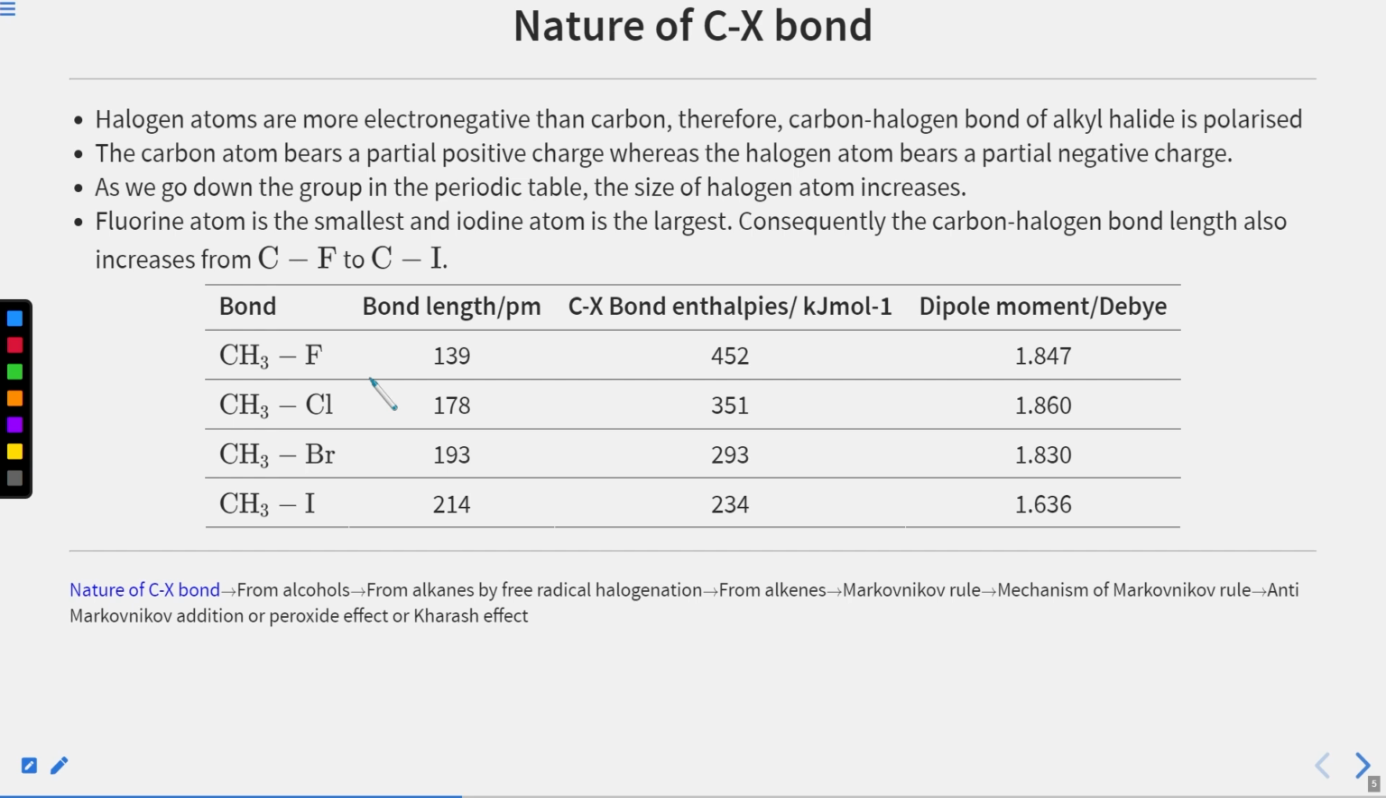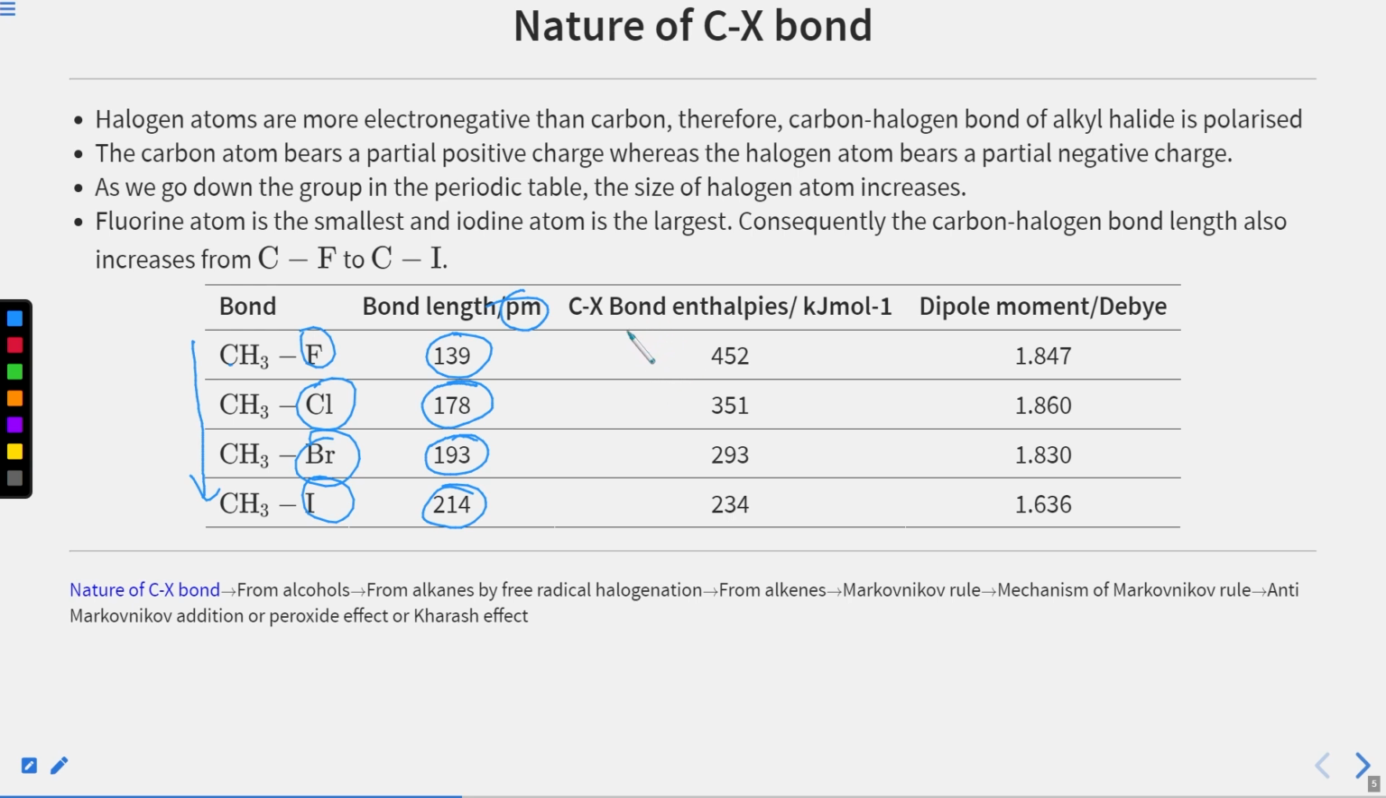Then we have further discussed the bond length also. Due to the small size of fluorine, then we have chlorine, bromine, iodine. So this is the increasing size of the halogen atom, because as we move down the group, the size of the atom increases due to the increased number of shells. Therefore, as the size increases, the distance between the carbon and halogen also increases, and that is considered as the bond length. Therefore, you can see that on moving from 139 to 178, then 193 and 214, the bond length is increasing. This bond length is given in picometer.